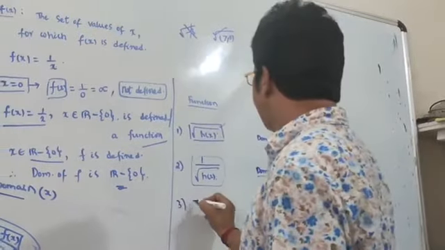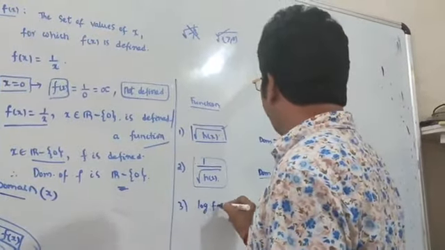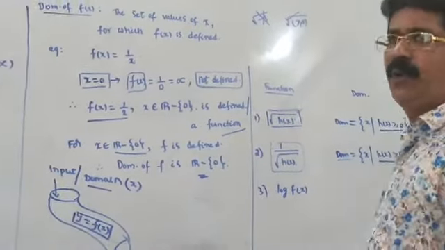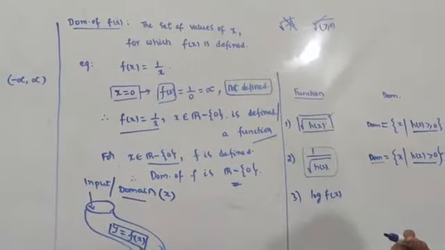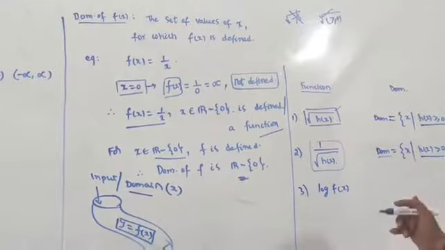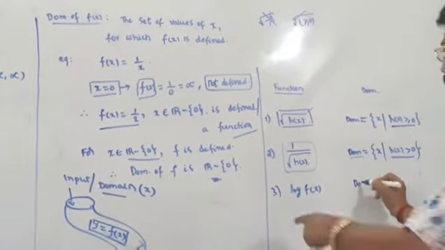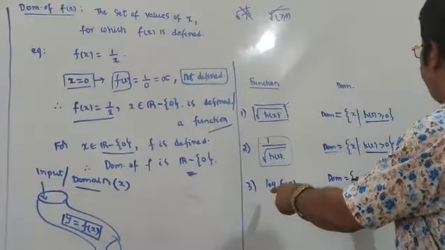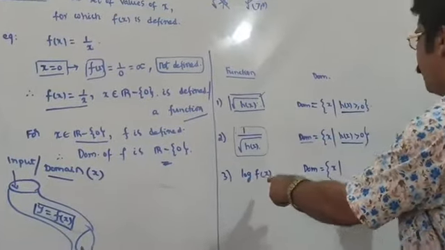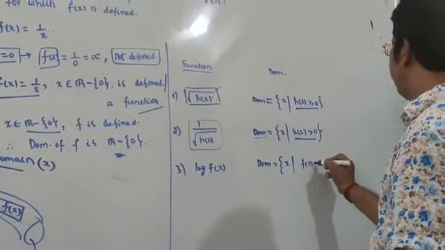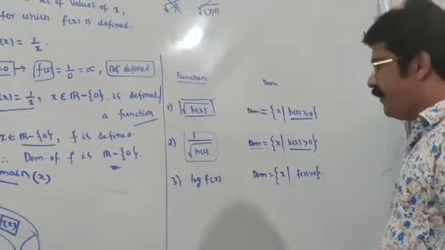Similarly, number 3, logarithm of f of x. Already we know, only for positive numbers logarithm is defined. Thus, for such kind of functions, the domain is the values of x so that f of x is positive.